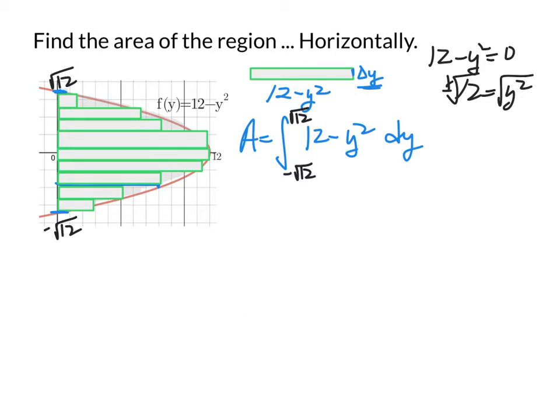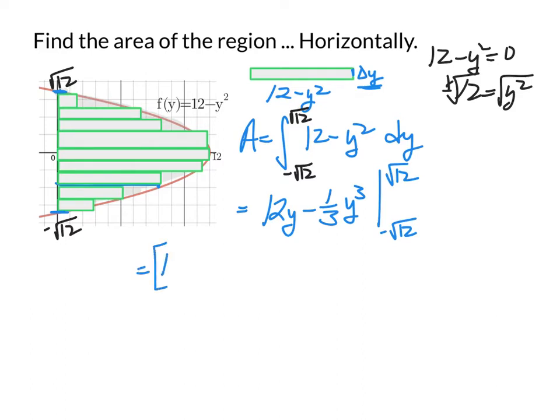Now we have our definite integral all ready to evaluate. And since it's a polynomial, it's a lot easier to integrate. So we'll end up with 12y minus 1/3 y to the third, evaluated from negative root 12 up to positive root 12, which means we plug in the positive one first and then subtract the negative one. So 12 times the positive root 12 minus 1/3 times the root 12 cubed, which would be 12 root 12.